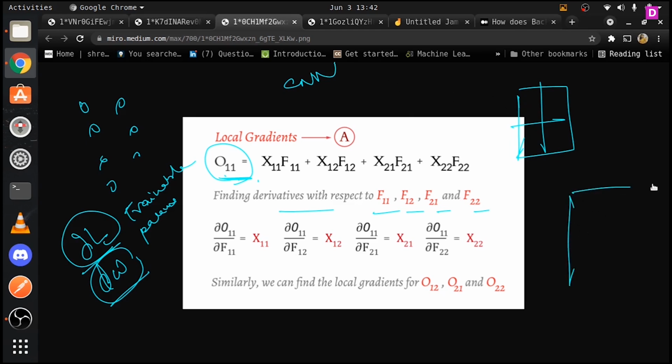So you remember one filter we had was like this: +1, +2, +1, 0, 0, 0, then again -1, -2 and -1, right?